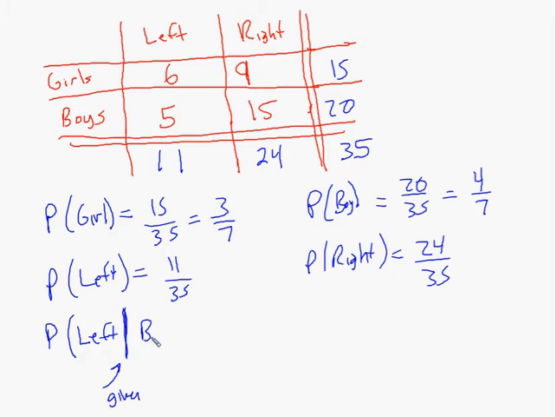All right, now, what's the probability of selecting a lefty given that we know this person's a boy? Well, that means I'm only considering boys because for some reason or other I know that I'm choosing a boy. Do you understand what I'm saying? Well, I have 5 lefties out of 20 boys. So 1/4.